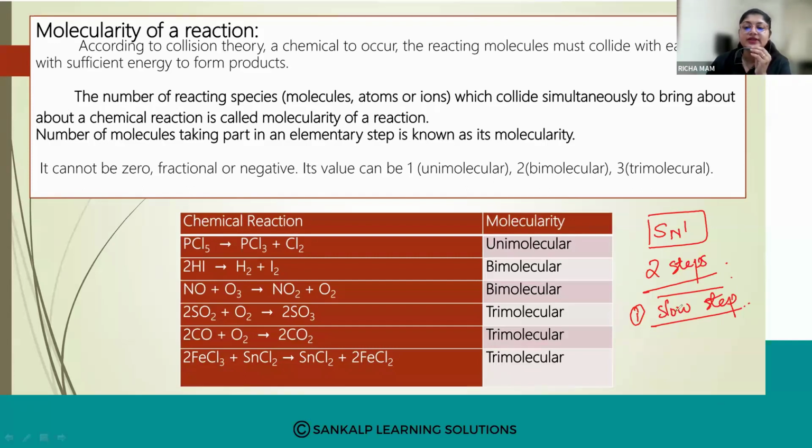What was the first step? It is the formation of carbocation in the case of the SN1 mechanism. Then the second step is a fast step, so the attack of the nucleophile takes place at the carbocation. This is an example I am giving you. Whenever a reaction proceeds in a single step, such reactions are called elementary reactions. Whenever the reactions proceed in more than one step, it gives rise to a complex reaction. In that case, a mechanism of the reaction will be involved.